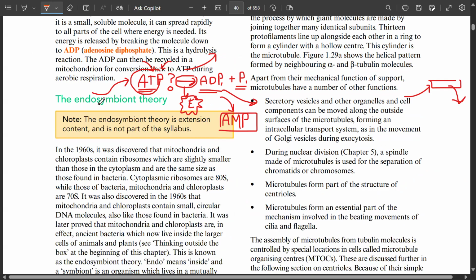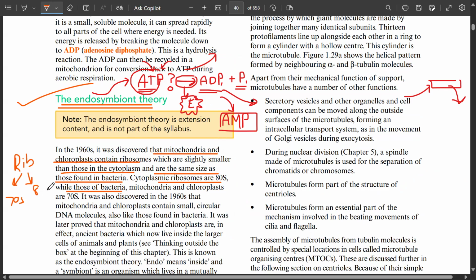Now, what is the endosymbiont theory? This is very important. Okay? It was discovered that mitochondria and chloroplasts contain ribosomes, which are slightly smaller than those in the cytoplasm, and they are the same size as those found in bacteria. Cytoplasmic ribosomes are 80S, while those of bacteria are 70S. Now ribosomes, I told you there are two types. What are those two types?